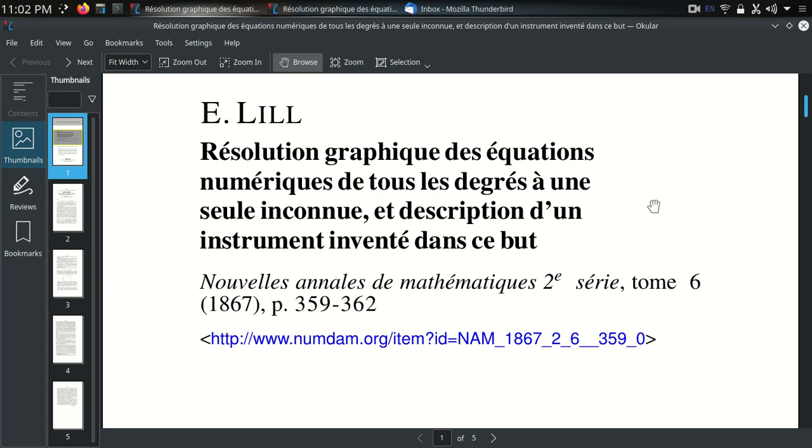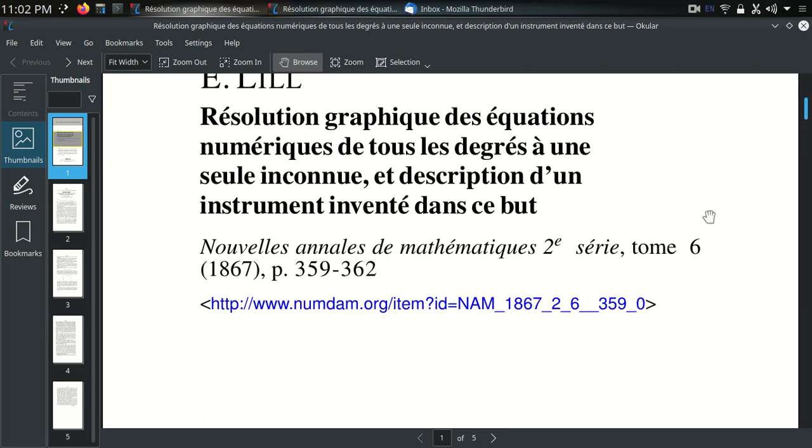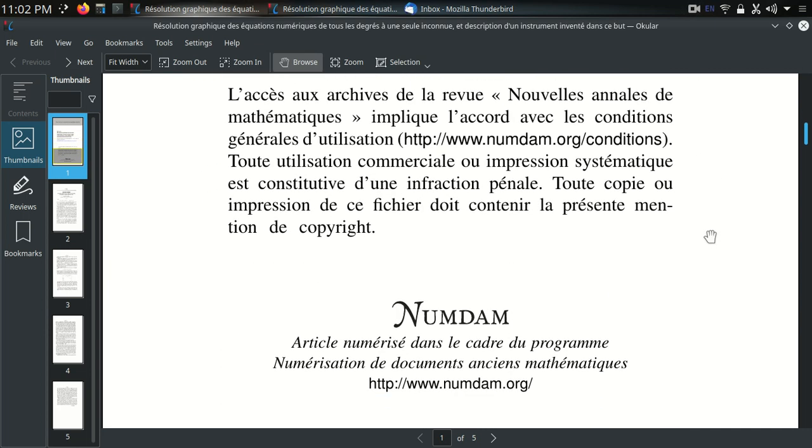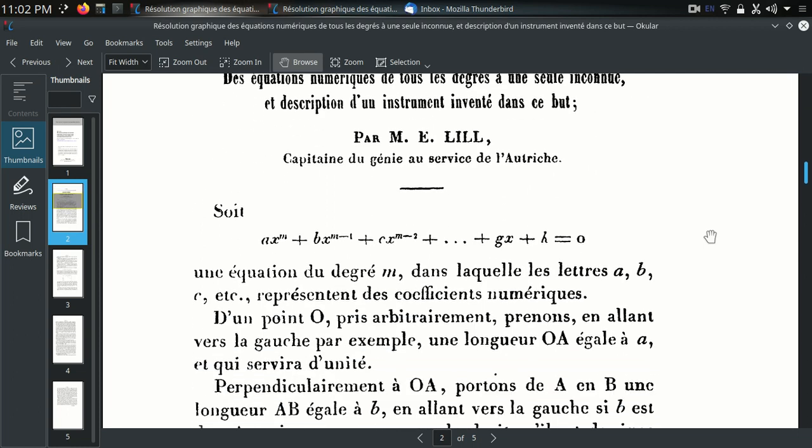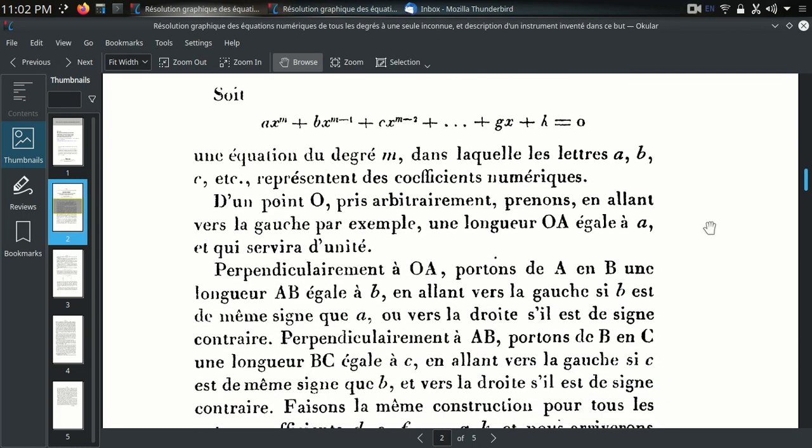So this exists. Apparently in 1867, Edouard Lill, he's Austrian, but he published in French, so I don't know how to pronounce his name. Published an account of how to solve any degree polynomial using a construction in 2 dimensions.